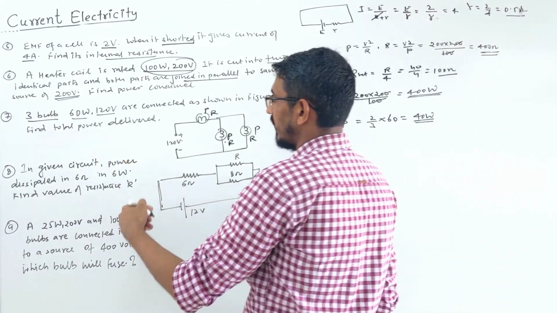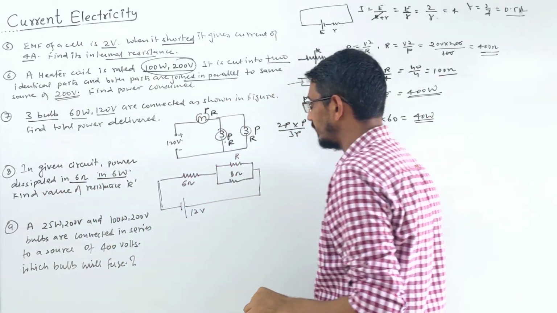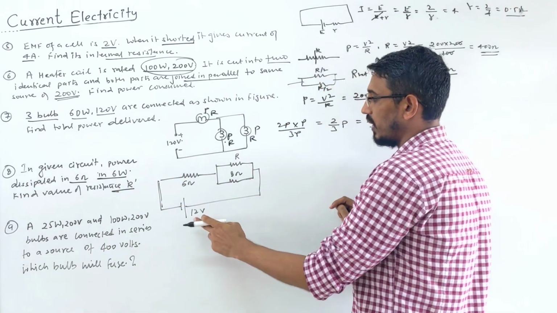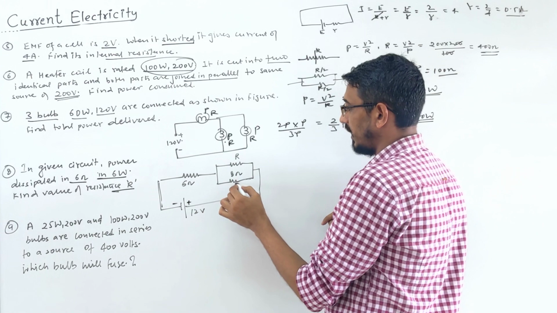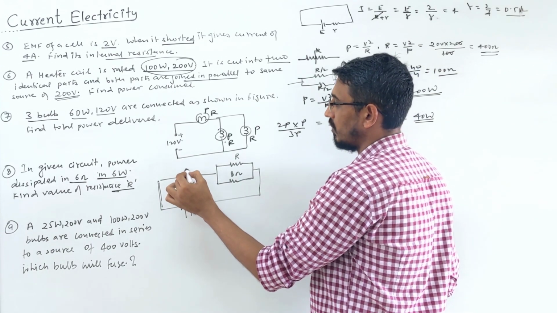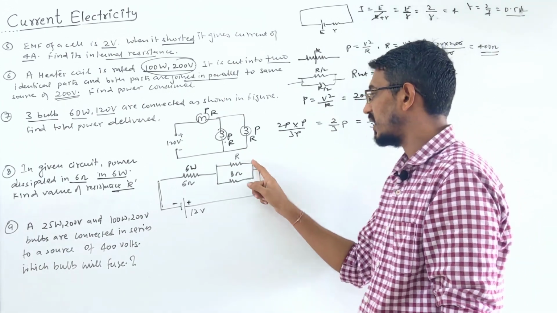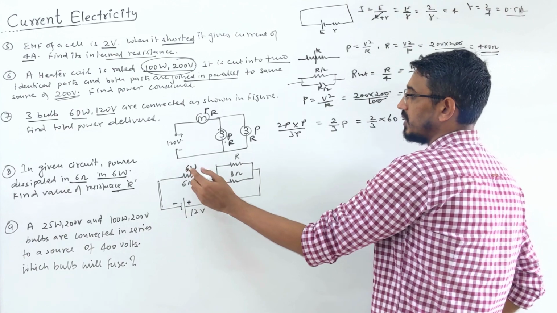Okay, let's see. In the given circuit, power dissipated in the 6 ohm is 6 watt. This is the circuit. Find the value of resistance R. So look, a 12 volt battery is given, with positive and negative terminals. This resistance R is unknown, this is 8 ohm, this is 6 ohm. Here the power consumed is given, 6 watt. They are asking what is the resistance R. To find resistance R, we need the voltage here and the current here, right? Obviously. So let's solve this part.